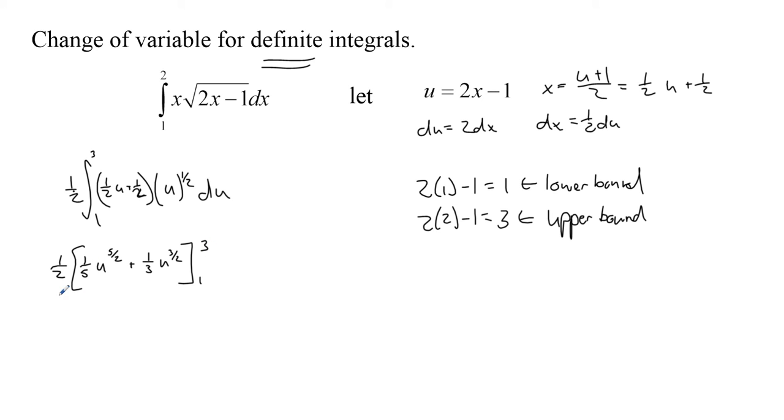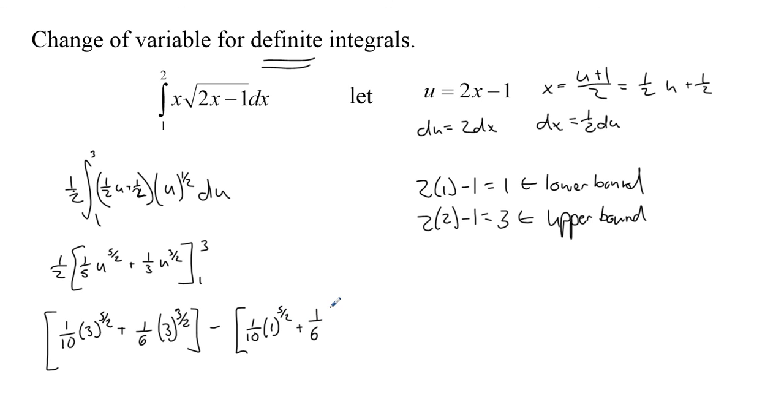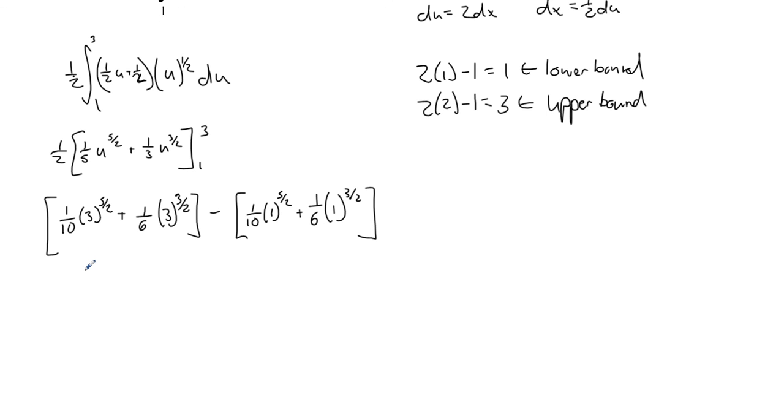And we'll distribute the half and plug in. So it'll be 1/10, and then it'll be 3 to the 5/2 plus 1/6. Again, I'm distributing the half, and then it'll be 3 to the 3/2, and then minus, we'll have 1/10, 1 to the 5/2, plus 1/6, 1 to the 3/2, and then we just need to evaluate that. Well, these are easy. It's minus 1/10 plus 1/6.